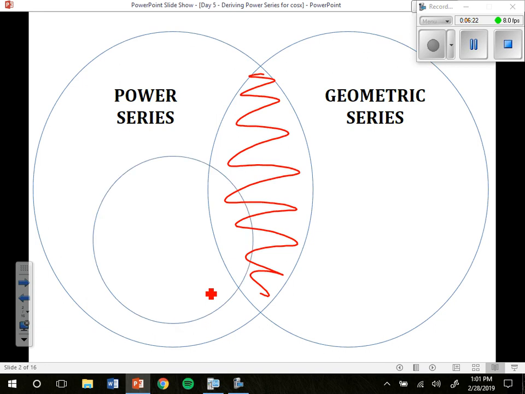We are going to look at new types of series. Tomorrow I'll define what it is, but they're Taylor series, which is a subset of power series, and Maclaurin series, which is a subset of Taylor series.